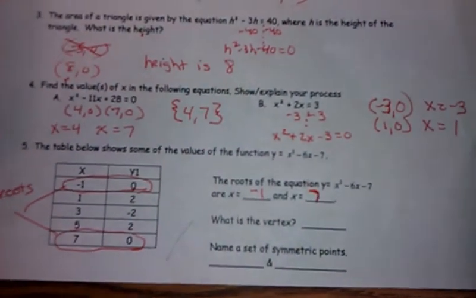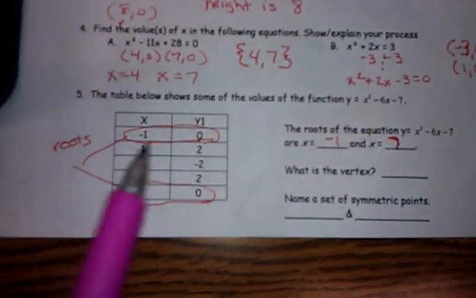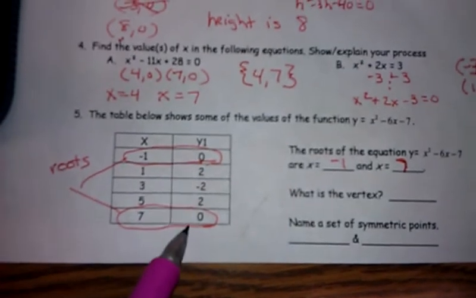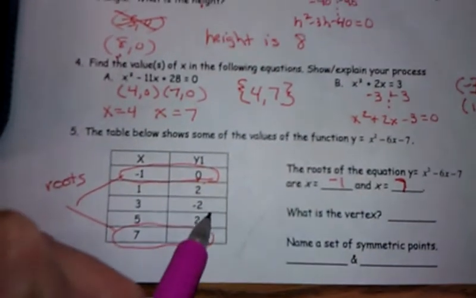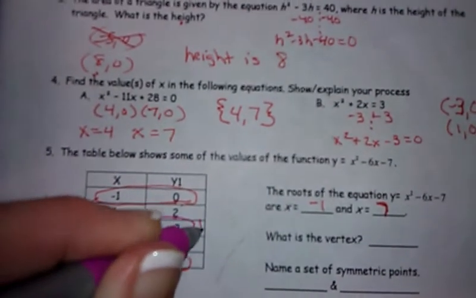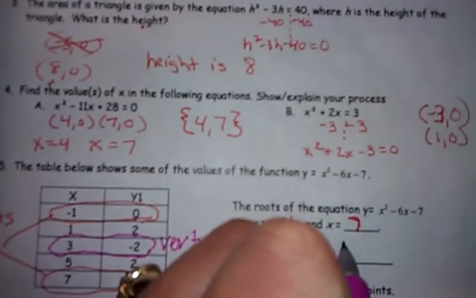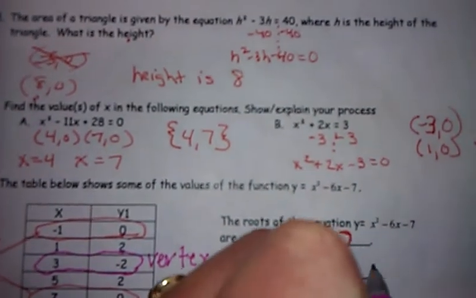Now the next thing it asked me for is the vertex. Remember, the vertex is where the parabola changes direction. I've got a 0 and a 0, a 2 and a 2. Right here, this one does not have a partner point. This is my vertex. So my vertex is an ordered pair. It's (3, −2).